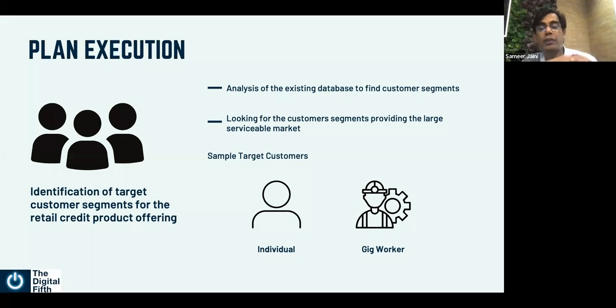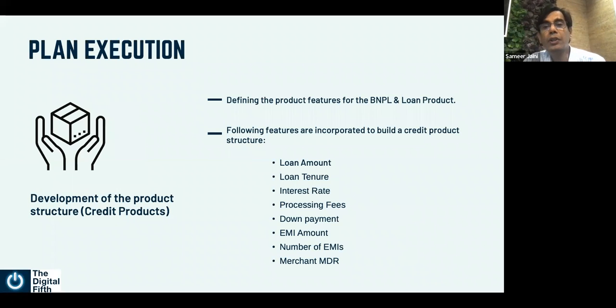If it is a small ticket, obviously the merchant will only give a limited amount of MDR, and therefore you'll have to live with the pricing issue that we can do only this much. So again, targeting is very, very crucial because products will be built around them. In terms of defining the product features, it's important that we take care of the basic features like loan amount and loan tenure. It's actually only this much.